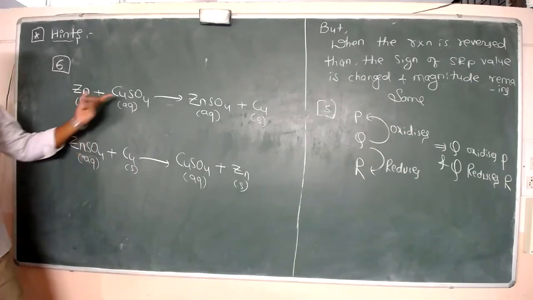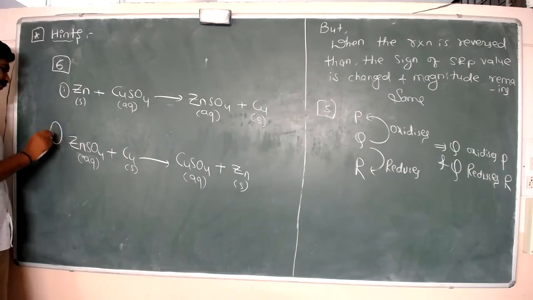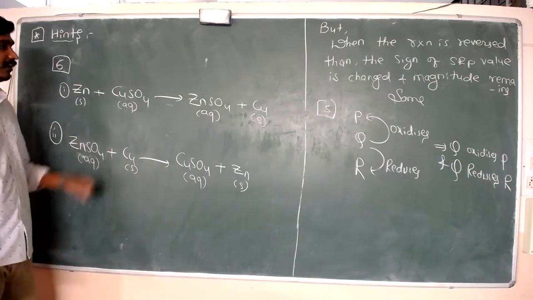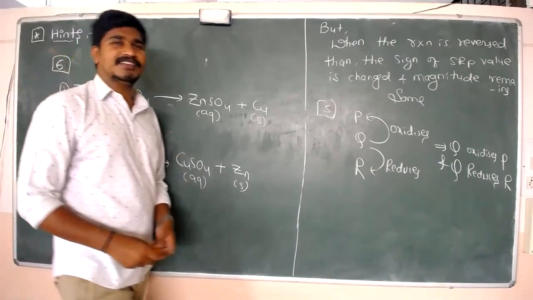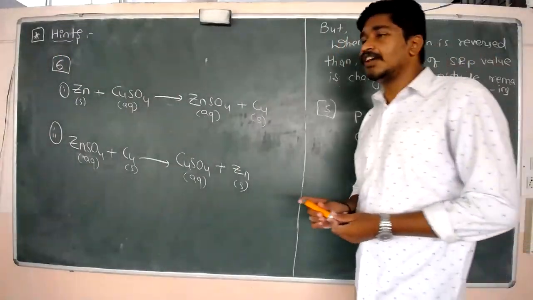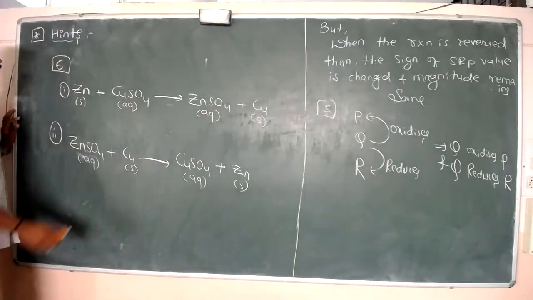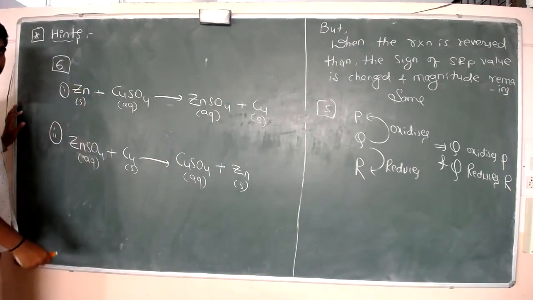First reaction is correct, or second reaction is correct. I'm calling this one the first reaction and this one the second reaction. He is asking out of these two reactions, which one is correct, or which reaction is possible? Now just observe. We know the SRP values. First, which element will come?